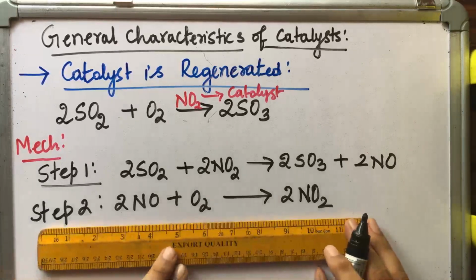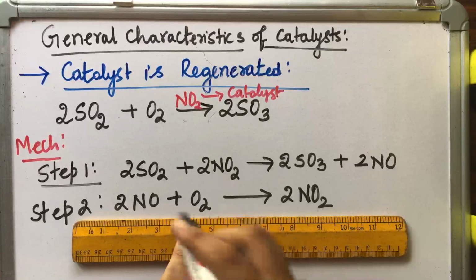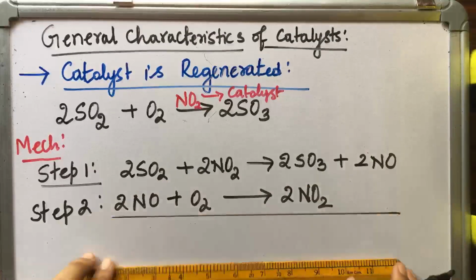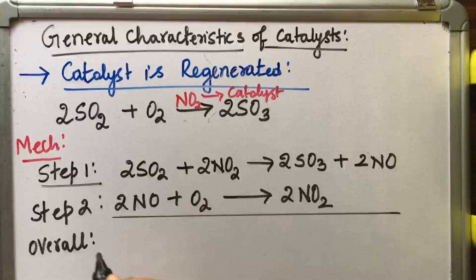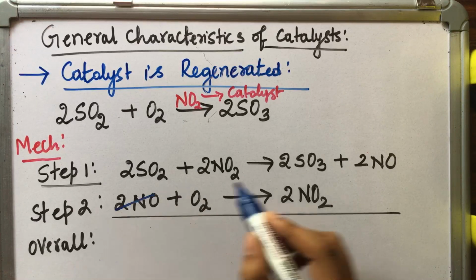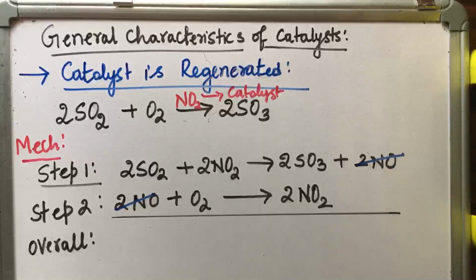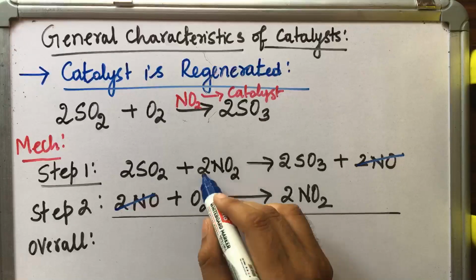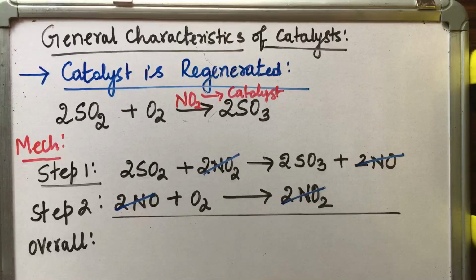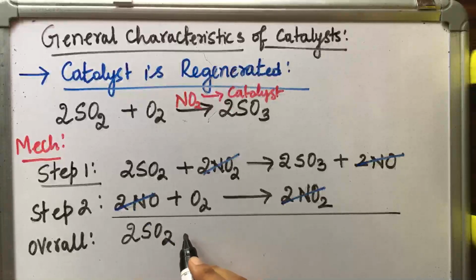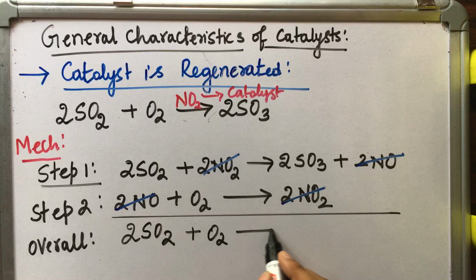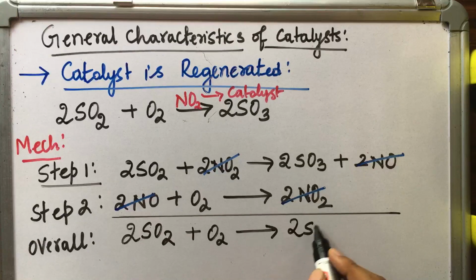Now, if I want to get the overall equation, I have to add these two. When I add these 2 equations, let me call it the overall equation. Now we can clearly see that this 2NO and this 2NO get cancelled. So this 2NO2 and this 2NO2 would be cancelled. Therefore, NO2 is not consumed during the reaction. The overall equation becomes 2SO2 plus O2, leading to the formation of 2SO3.